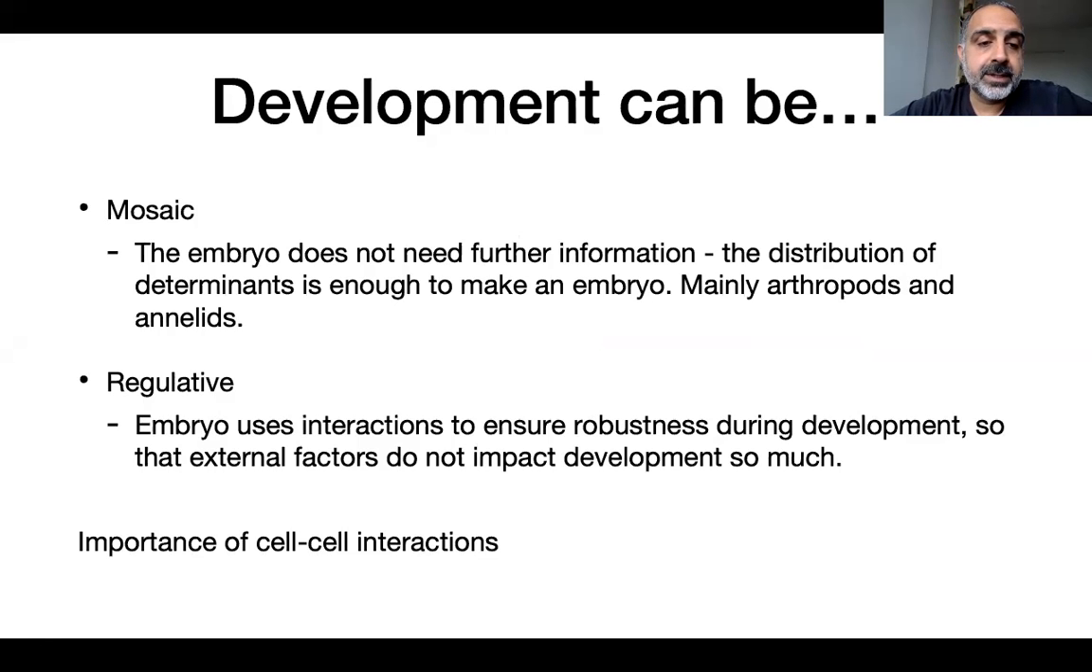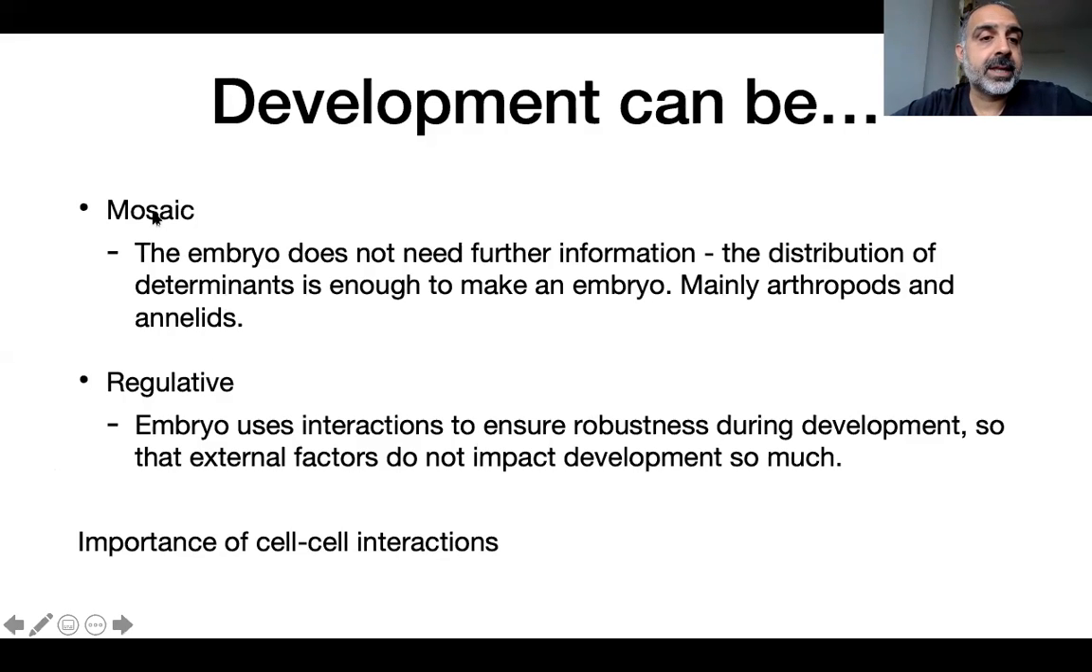Regulative development is the other way around, almost the opposite. Embryos use interactions to ensure robustness during development, so that external factors do not impact development so much. The implication here is that the embryo is a blank slate, and particular processes that occur in the early embryo are sufficient to pattern and develop the whole embryo. And this starts implying the importance of cell-cell interactions.